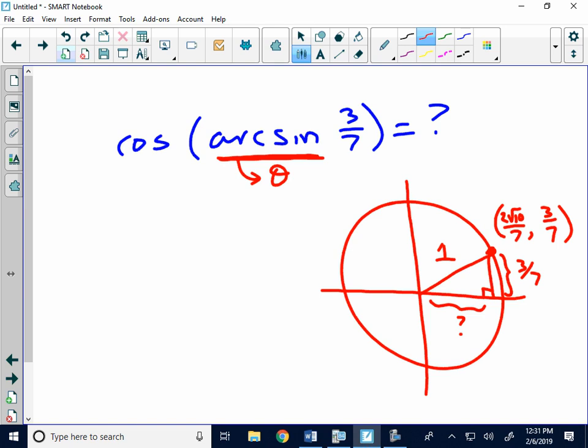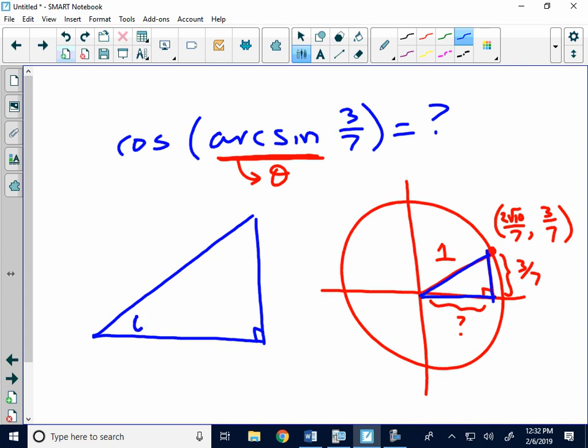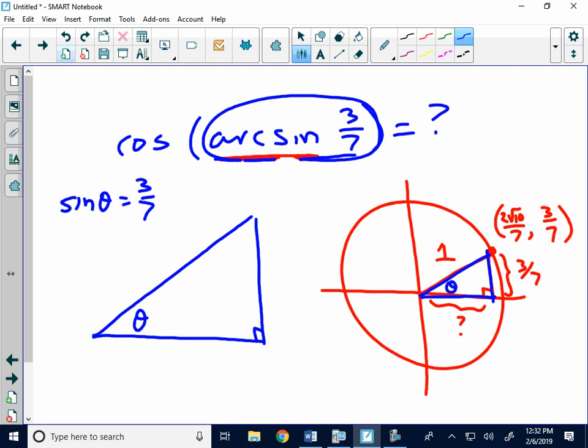But there's actually an easier way of doing this. So I don't think the book shows you this, but I think it's useful. Let's just consider our right triangle. So now this is not on the unit circle. It's just a right triangle. We still have this angle theta. But now I know that the sine of theta is 3/7. That's what this says. This says we have an arc whose sine is 3/7. Instead of using arc, I'm going to think angle. This is an angle whose sine is 3/7.